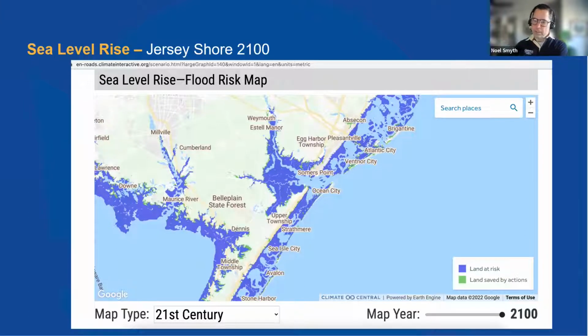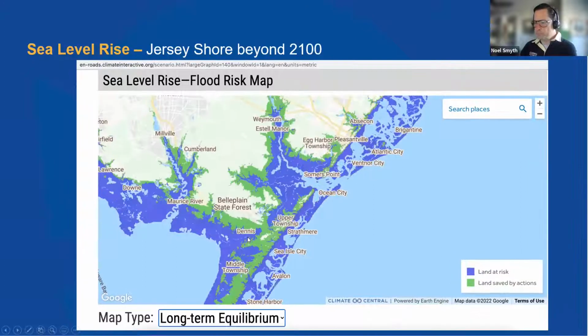When you look at the model here, the blue area is land that's at risk to the ocean rising. The green area is land that is saved by the policy actions that we put in place. And this is in the year 2100, and you can see that the policies to keep us to 1.5 C don't actually mitigate the impact and don't save these communities. There are pretty dramatic impacts across the Jersey Shore, and this is in the year 2100.